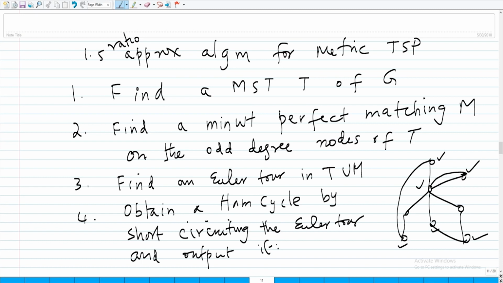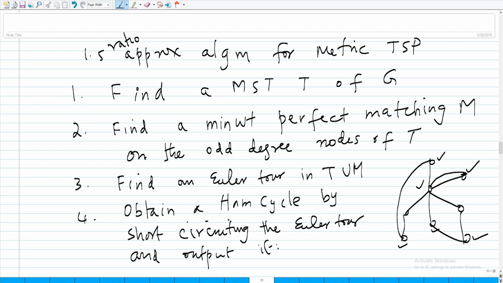Is the algorithm clear? Minimum spanning tree, pick the odd degree nodes of the minimum spanning tree and find a minimum weight perfect matching among them. And now, because the graph has become Eulerian, as every degree is even now, find an Euler tour and short circuit to get a Hamiltonian cycle. We know how to do the short circuiting by avoiding the repetitions, and we get this. So, that is the output.